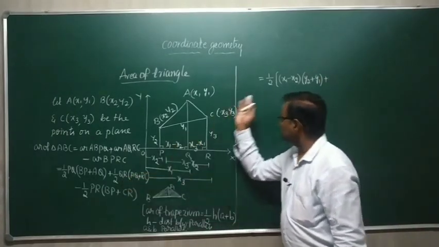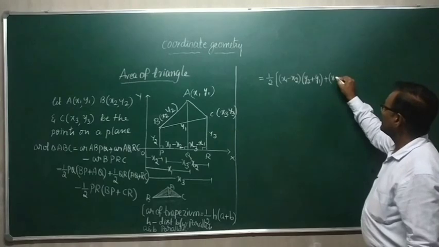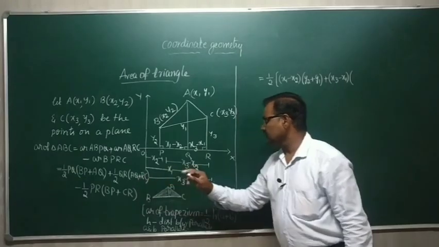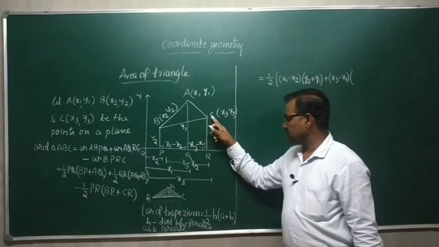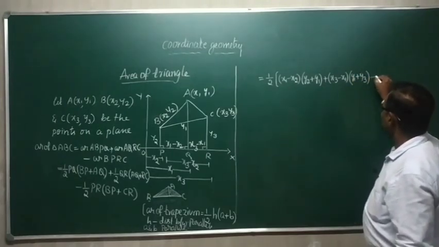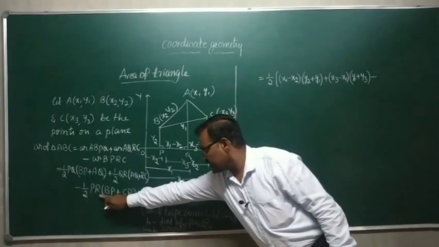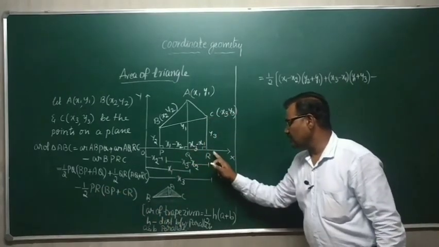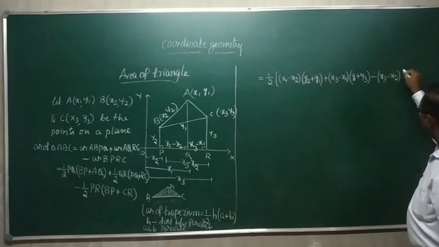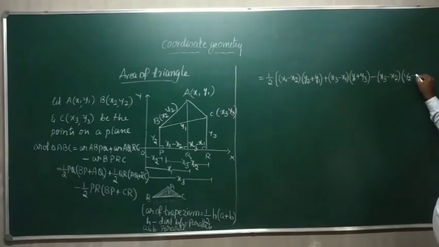Half has been taken as a common factor, and QR. What is QR? x3 minus x1, into, in this formula, AQ plus RC. AQ is y1, RC is y3, so y1 plus y3. Minus half into, half taken as common factor, PR. What is PR? PR is x3 minus x2, into BP plus CR. BP is y2, CR is y2.